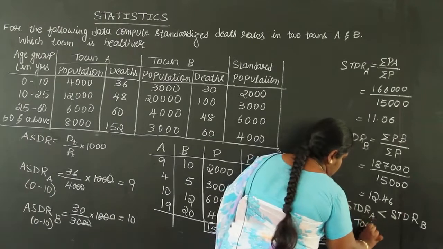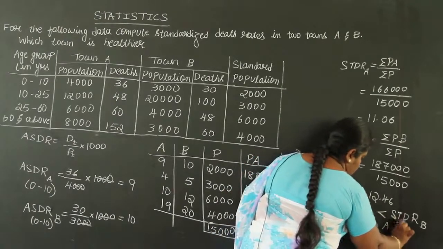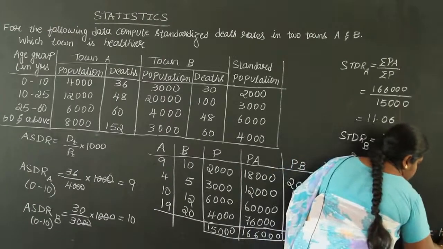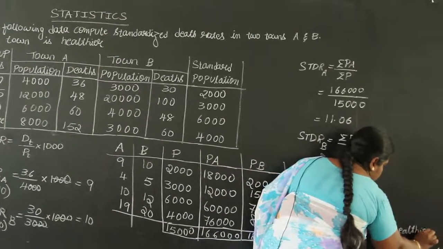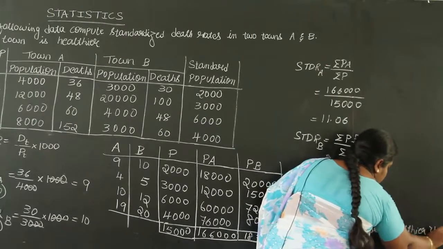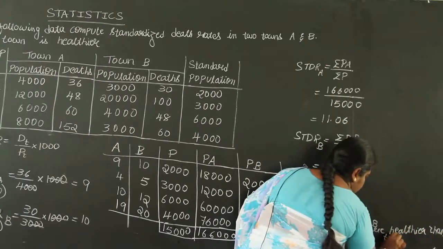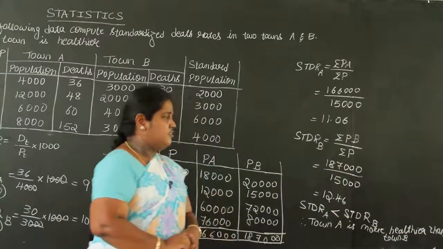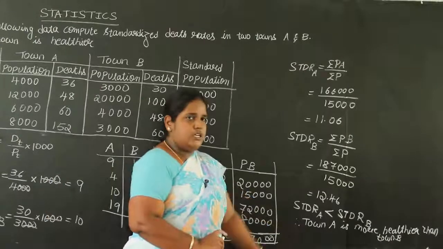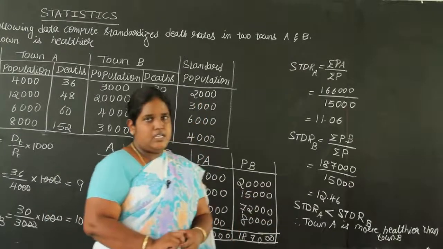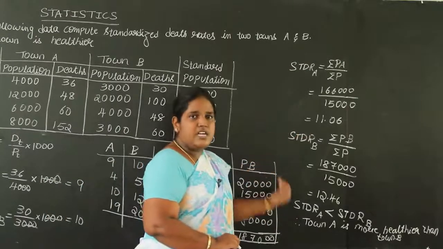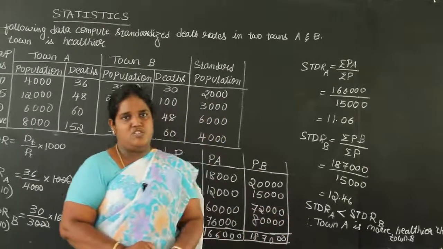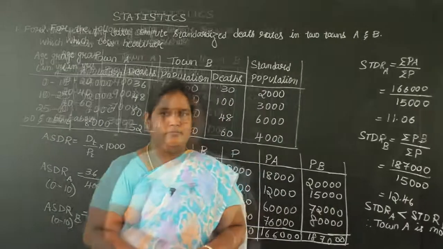Therefore, town A is more healthier than town B. So this is regarding the problem on the standardized death rate, where we'll see which standardized death rate is lesser, and whichever is lesser, that particular population is more healthier.